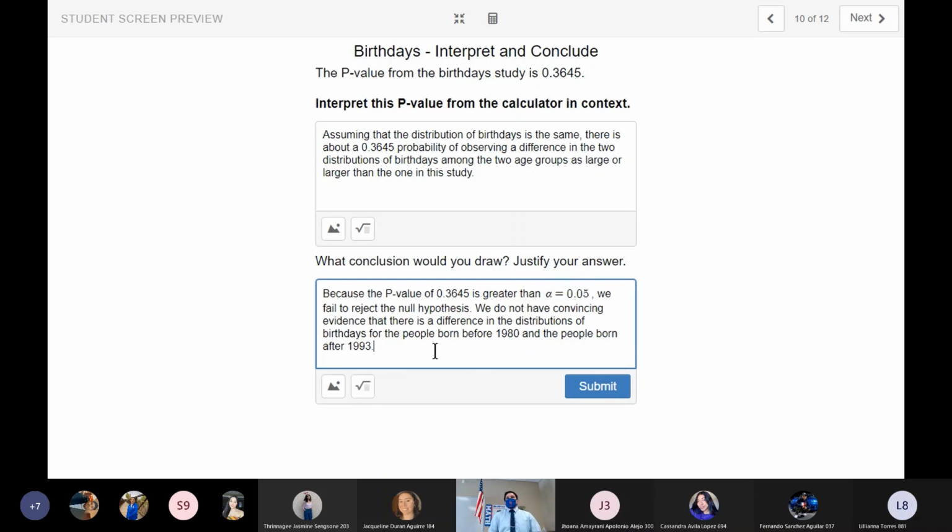For the conclusion, because the p-value of 0.3645 is greater than alpha equaling 0.05, we fail to reject the null hypothesis. This p-value is really big. It's something that we could expect to see even if the null hypothesis is true. We do not have convincing evidence that there is a difference in the distributions of birthdays for people born before 1980 and people born after 1993.